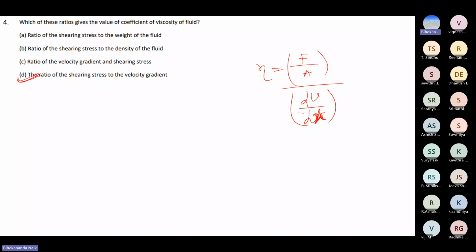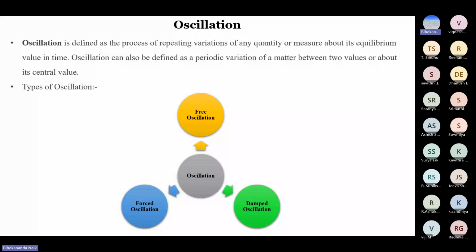So now let's discuss oscillation, because the next experiments are related to the types of oscillations like forced oscillation, free oscillation, damped oscillation, etc.